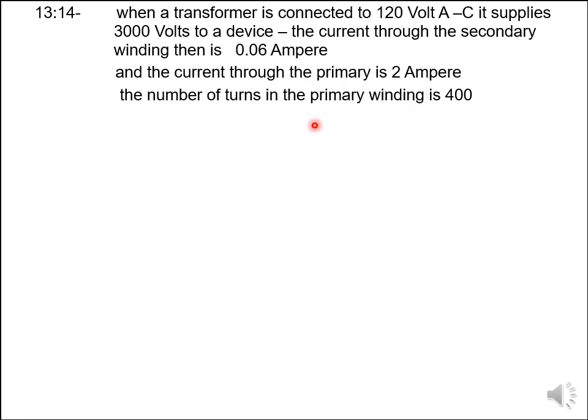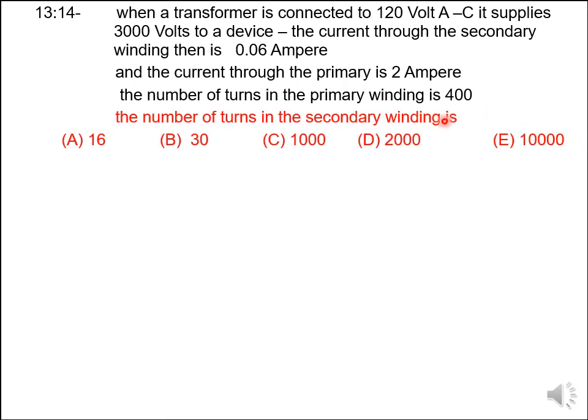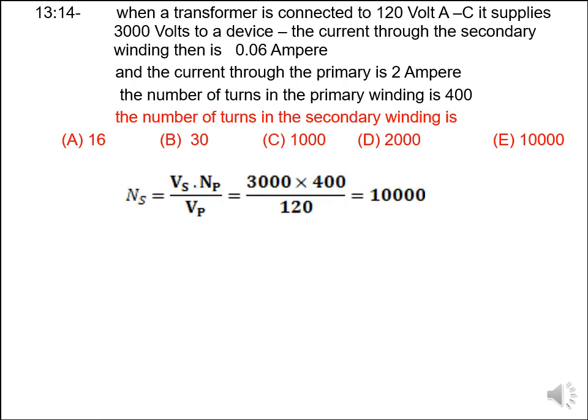لا هو بيقول لي برضه number of turns in primary winding is 400. يبقى هو طالب ايه؟ طالب the number of turns in the secondary coil. هو عايز the number of turns in secondary winding or secondary coil is. طيب ال N secondary. V primary equal V secondary N primary. يبقى ال N secondary equal V secondary N primary V primary.